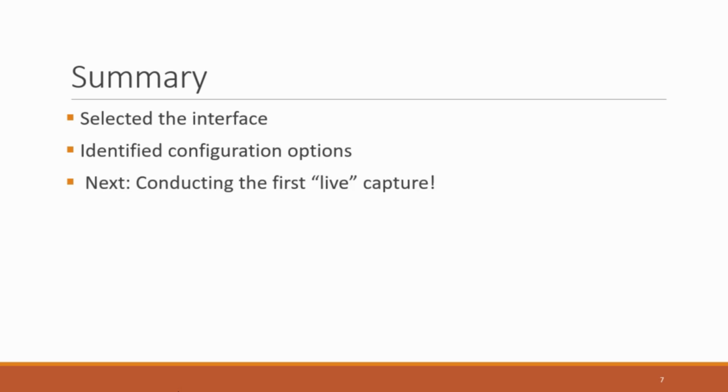In this section, we've explored the selection of the interface. We've examined the configuration options that we have available, and we've noted there are a number of options available. When we do a packet capture, we have a lot of these different options that we can do. Next, we will explore this and set up your first capture using the Wireshark tool.